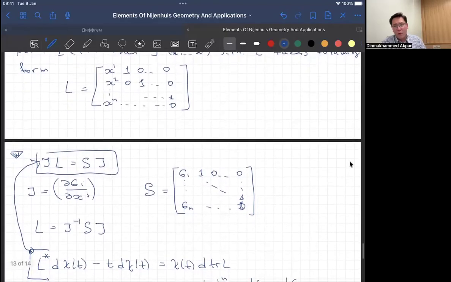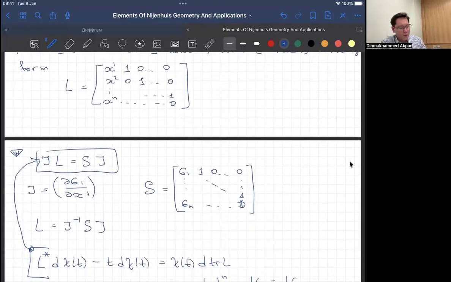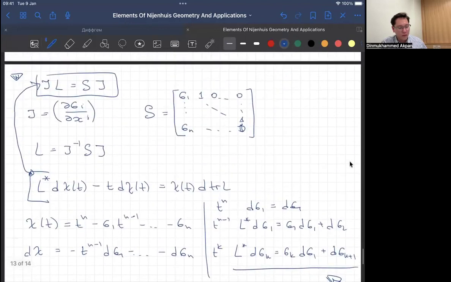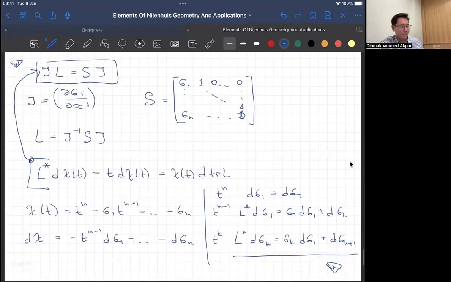The next lecture will be about integrable Hamiltonian systems, and there we will prove the classical Liouville theorem, because in the third lecture we will use it. So yeah, thank you. I'll stop here for today.